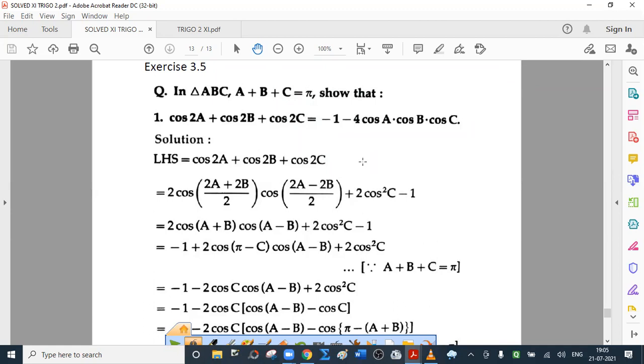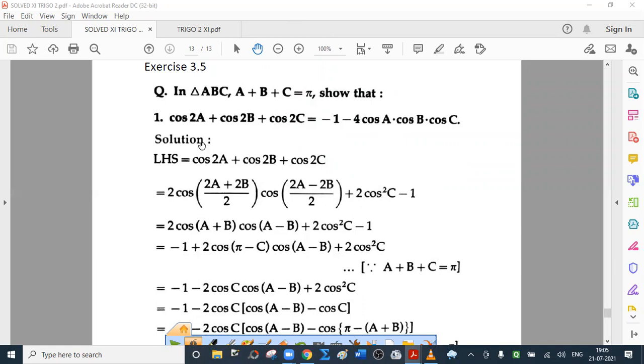Exercise 3.5, question 1. In triangle ABC, A plus B plus C is pi. Of course, A plus B plus C should be pi only. How can it be any other angle? Because sum of all angles of a triangle is 180 degree only.